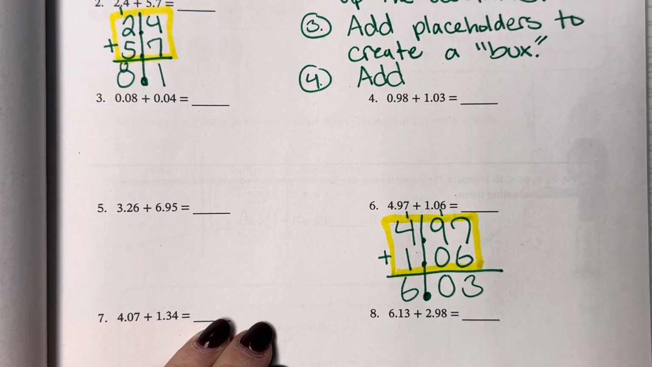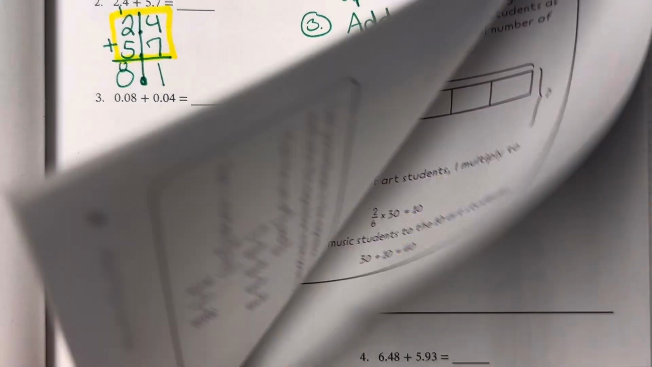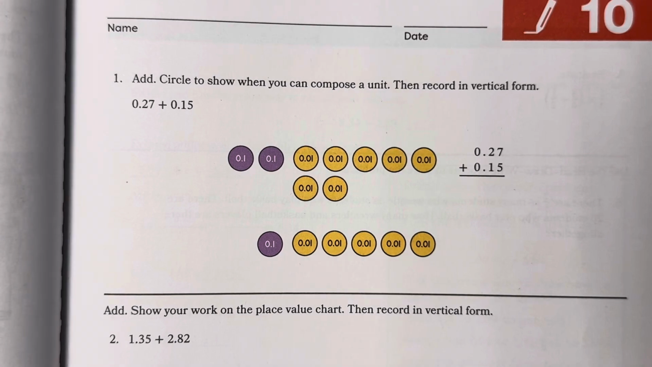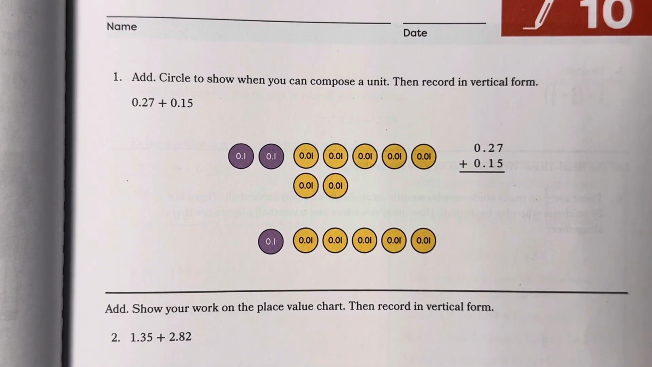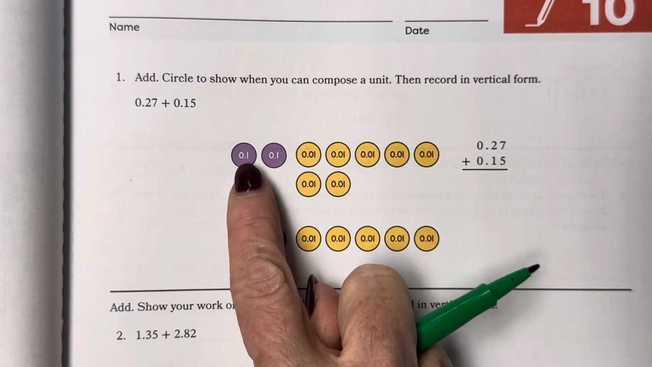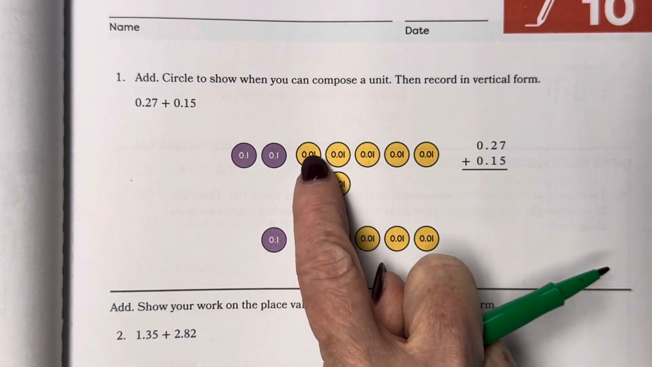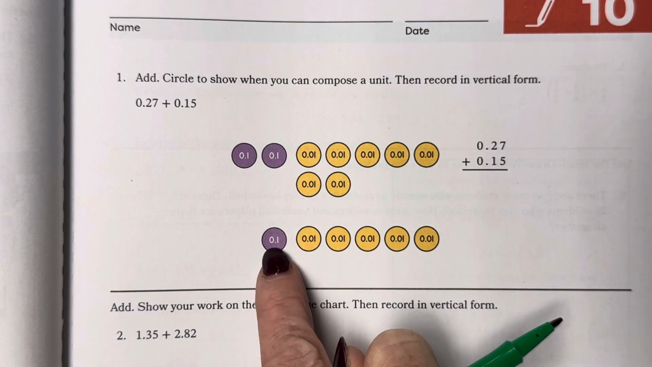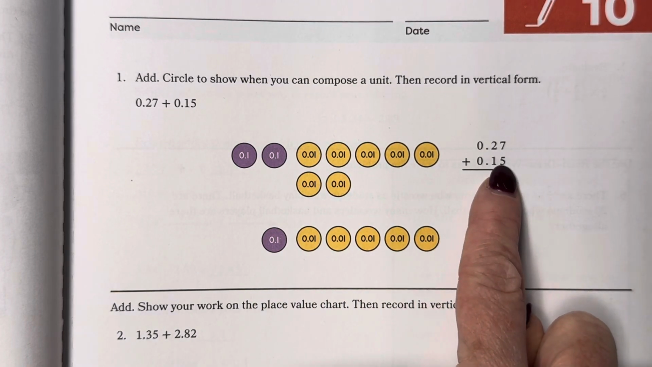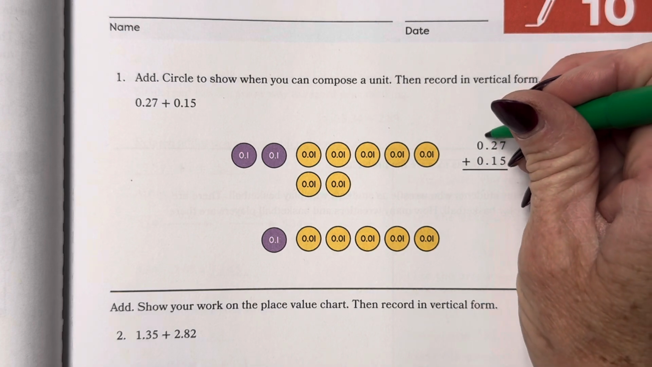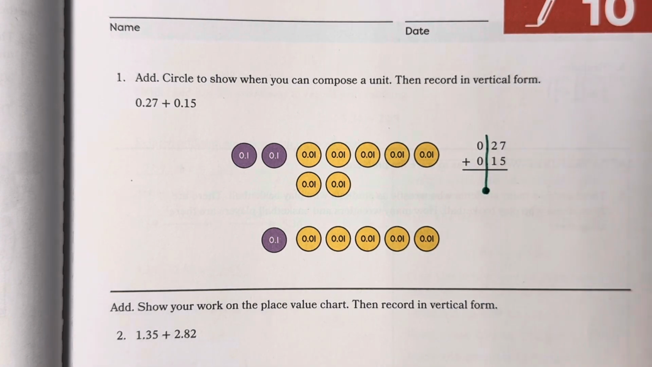Okay, we're going to turn to lesson 10, which is page 65, and do a few more. So on lesson 10, here they're showing us what they have. So I have 2/10. I have 7/100. And they're adding 1/10 and 5/100. Okay, it says circle to show when you can compose a unit. We're just going to use our same method. So they've already set it up for me.